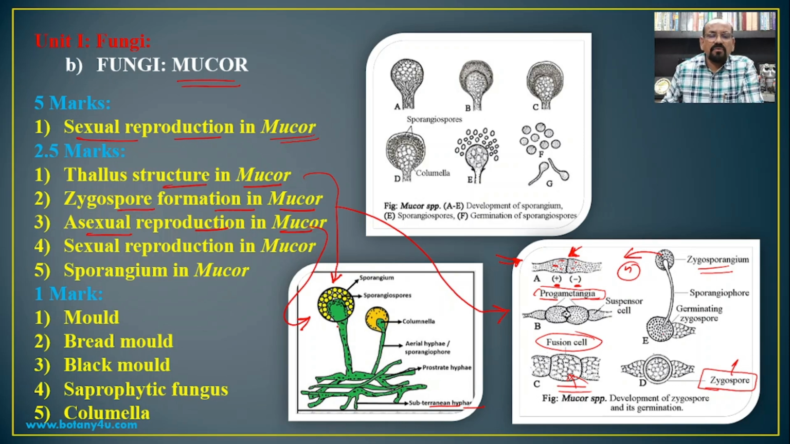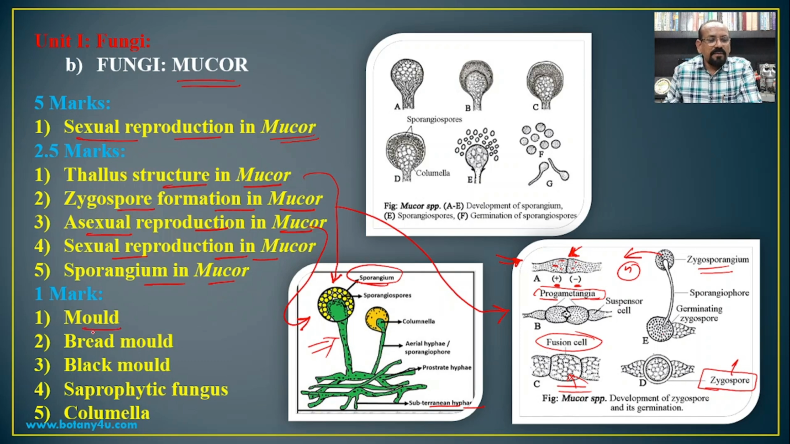This is a very common method of asexual reproduction in Mucor: from the hyphae there is a development of the sporangiophores. From the sporangiophores there is a development of the sporangia, and inside the sporangia there is development of many spores, and this is carried out in a favorable condition. Then again the sexual reproduction in Mucor, which is asked for 2.5 marks. Then sporangium in Mucor. Again here the sporangium is the asexual reproduction in Mucor.